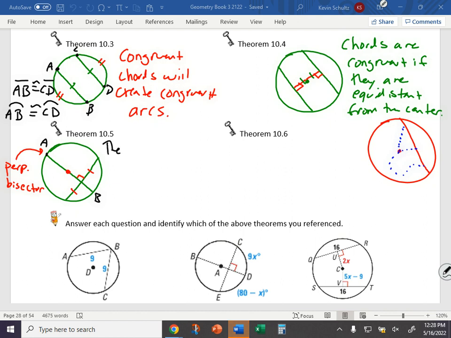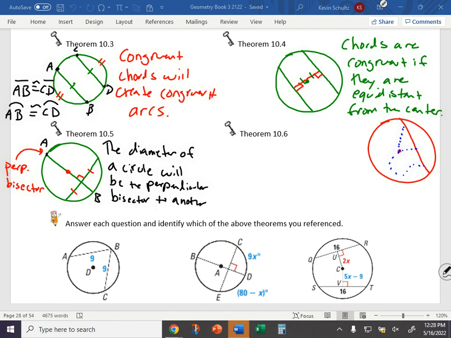So, what does theorem 10.5 tell us? It tells us that the diameter of a circle will be the perpendicular bisector to another chord. The diameter of a circle will be the perpendicular bisector to another chord.